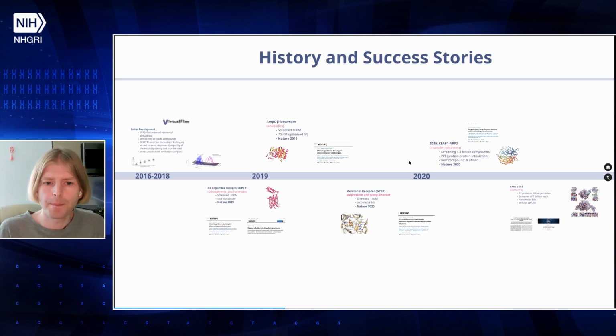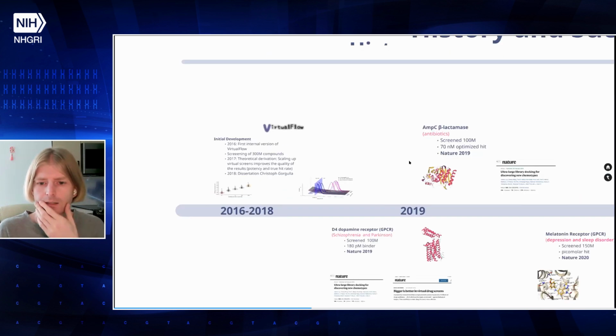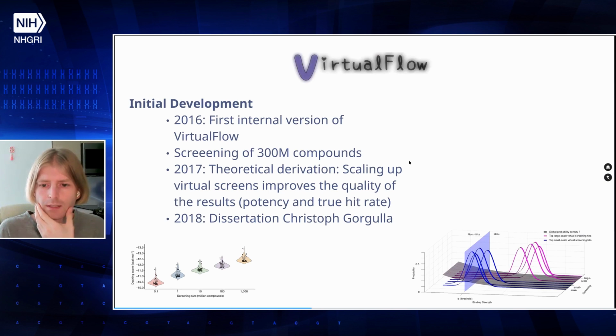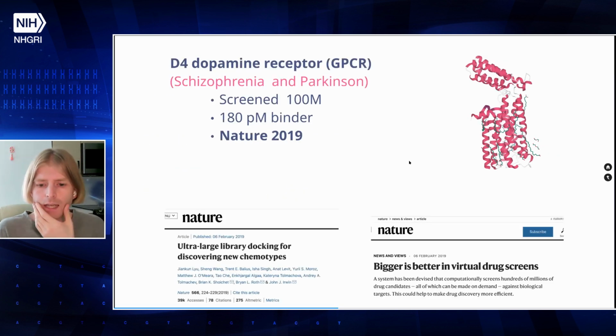In my PhD, I had studied the topic a little bit theoretically, and we found, for example, that the true hit rate of the top scoring compounds increases with the scale of the virtual screening. In 2019, Cat and Irwin had a Nature paper where they found experimentally the same, that with the scale of the screen, the compounds get more potent and the true hit rate improves. And that also led to a news-infused article, "The bigger is better" in virtual screens.